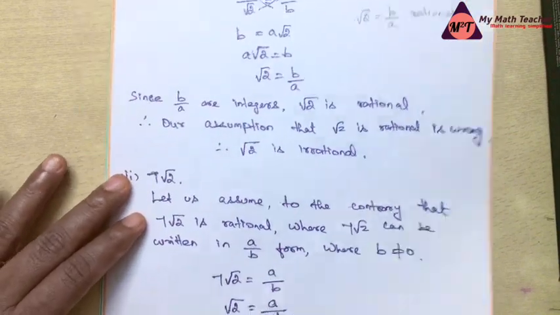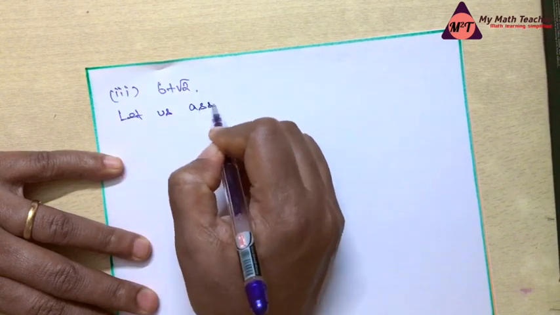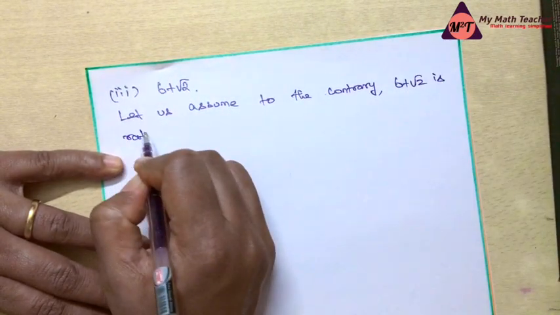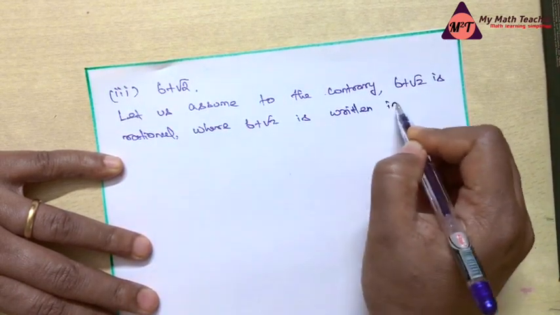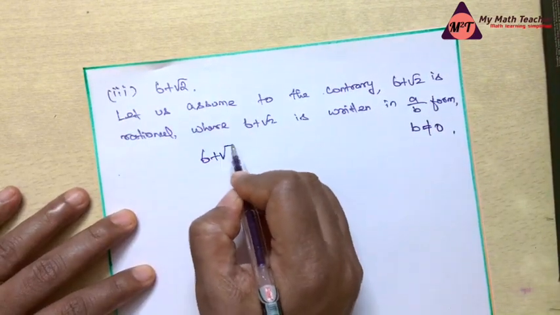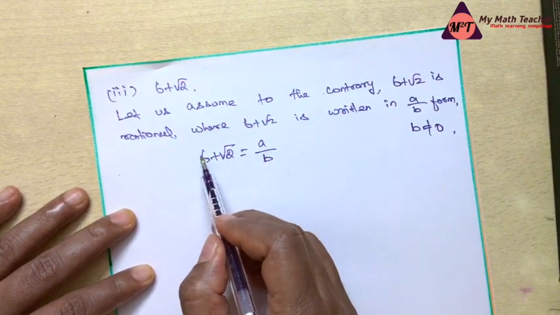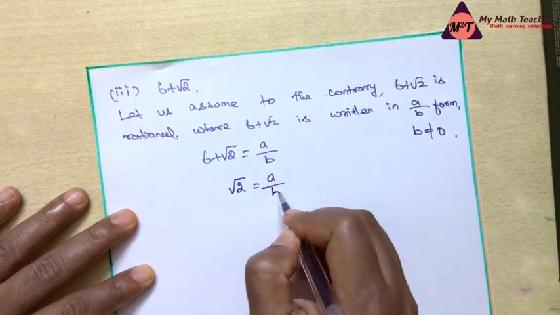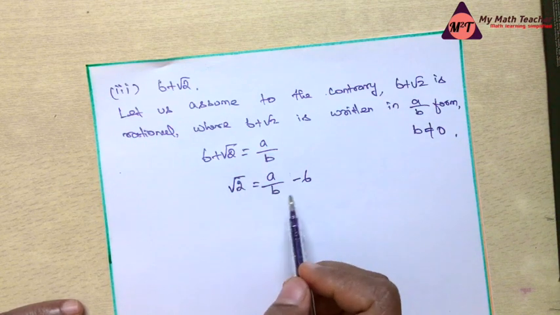The last subdivision. The same opening statement. Now 6 plus root 2 is equal to a by b. We need only root 2 here. Bring this 6 to the opposite side. Root 2 is equal to a by b minus 6. Finally, we have got the root 2 value in the form of a rational number.